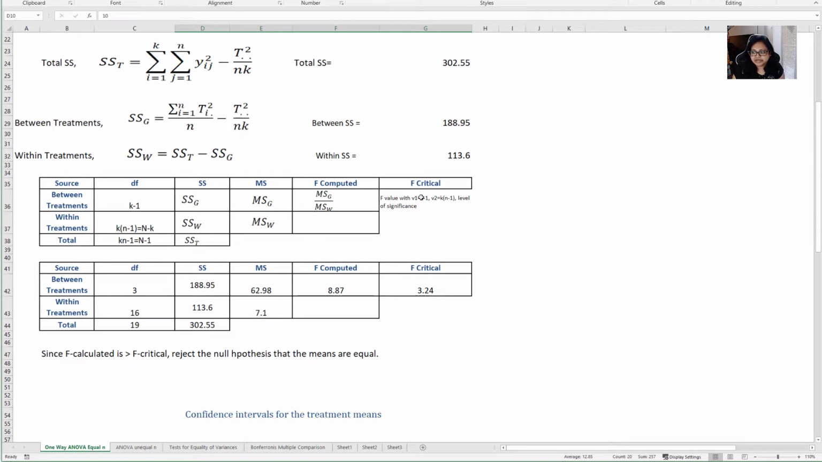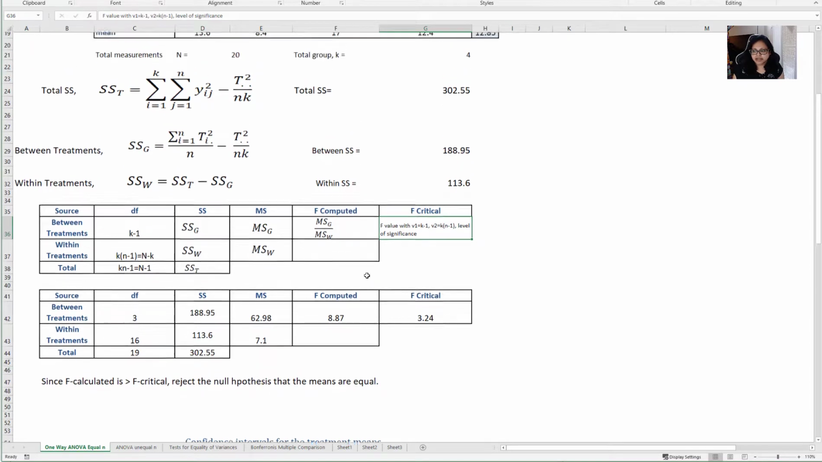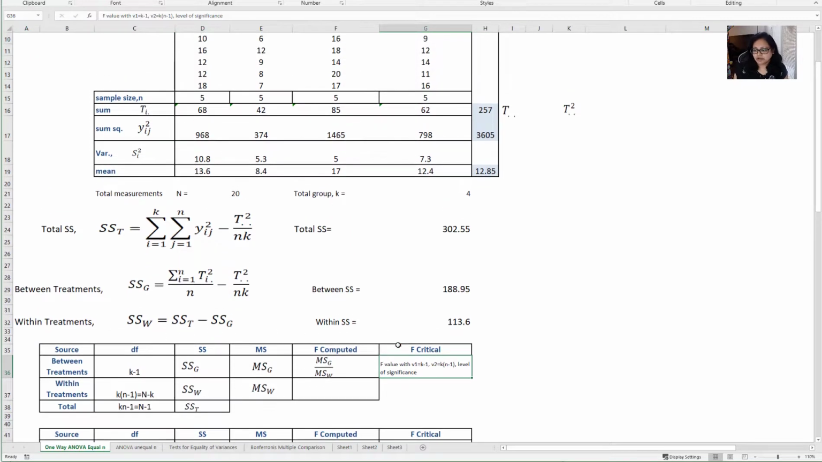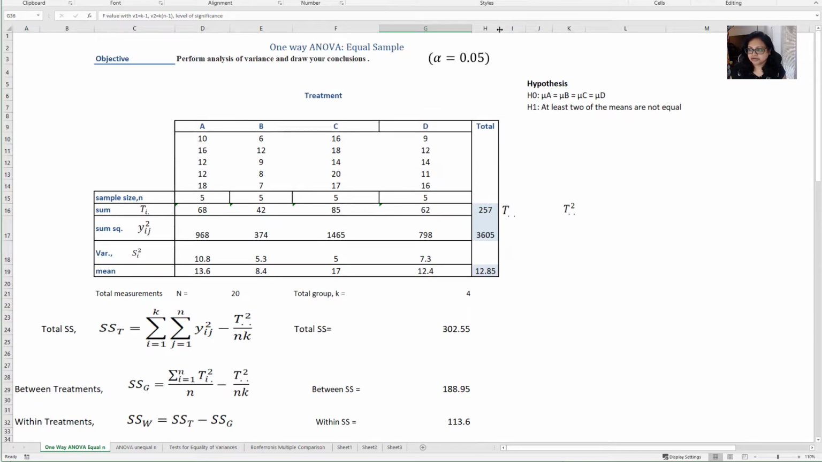And the F critical value is what we will be using to make a decision whether the null hypothesis is rejected or not. In the numerator we have these degrees of freedom, and in the denominator we have these degrees of freedom. Using them, you have to use the F table so that you can find the F critical value. We are using the level of significance 0.05.